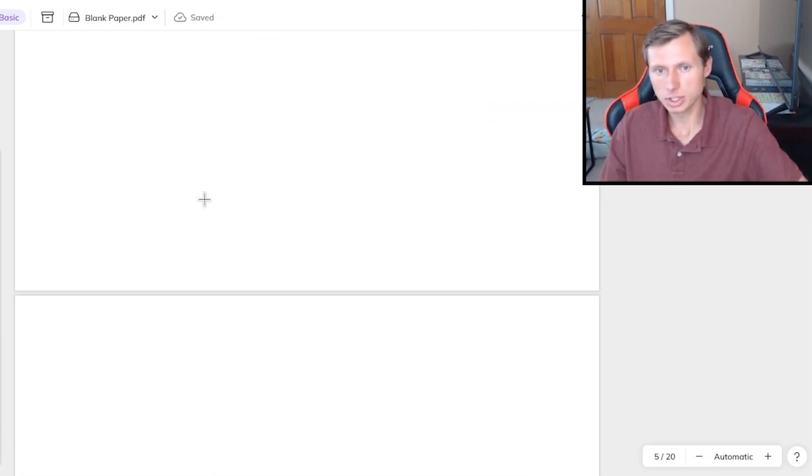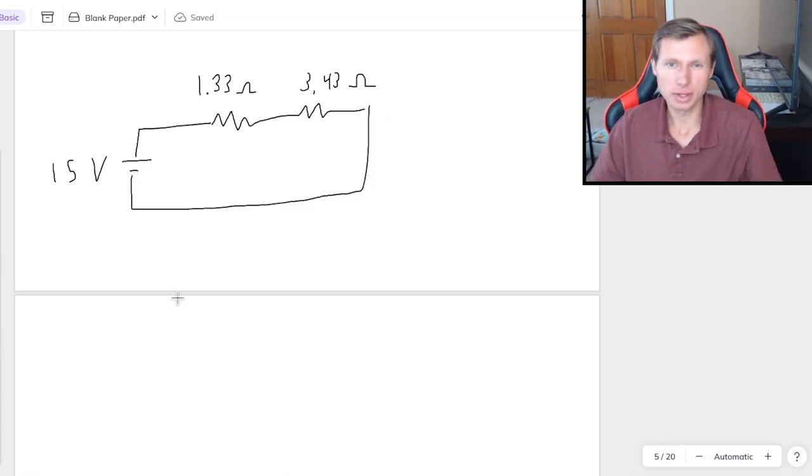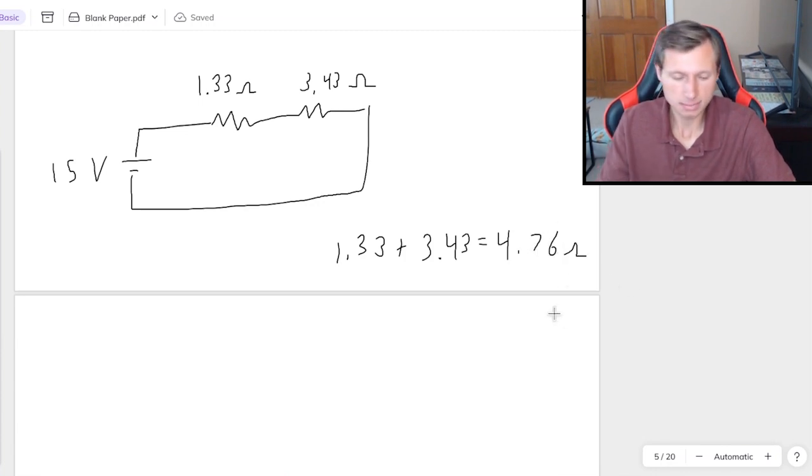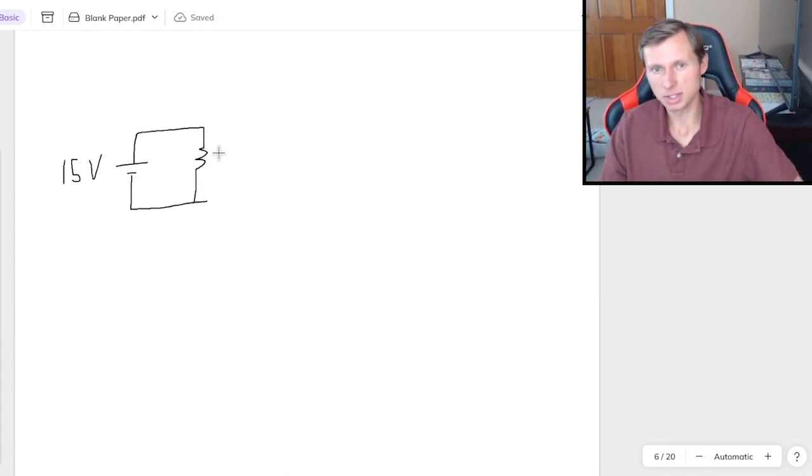So now I'm going to redraw the circuit. So I just have these 2 resistors here, the 1.33 ohm and the 3.43. And now I want to combine these again, because if I want the total current, I really just want one resistor, so I can use Ohm's law. So these are in series. It's as simple as addition. It's going to be 4.76 ohms. And one more time, redrawing the circuit.